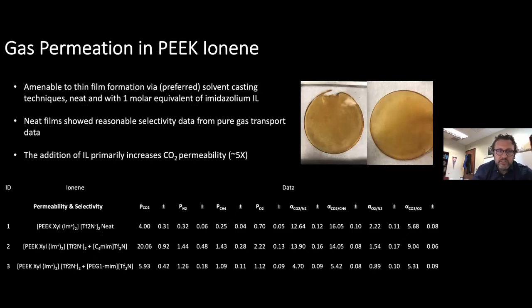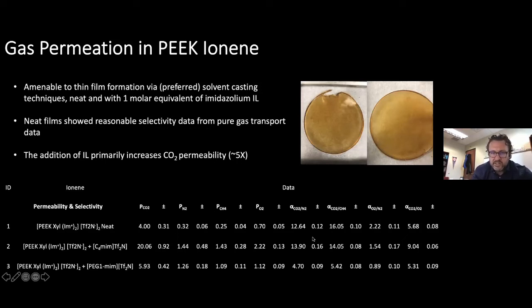Here, what we see with the PEEK ionene, as we'll call it, again, lots of numbers, too many to think about here. The most important one though is that the neat material has a permeability of about 4 barrers. And when I added the butyl methylimidazolium bistriflimide, C4-MIM TF2N, that number jumps to 20. So that's about a 5 times increase in gas permeability. It's very similar to what we had very early on with the polyimide ionene.